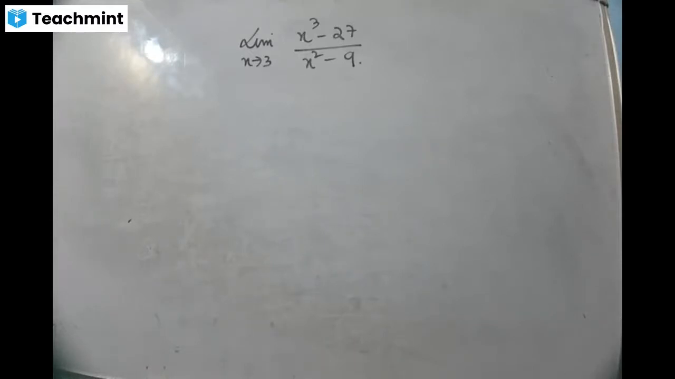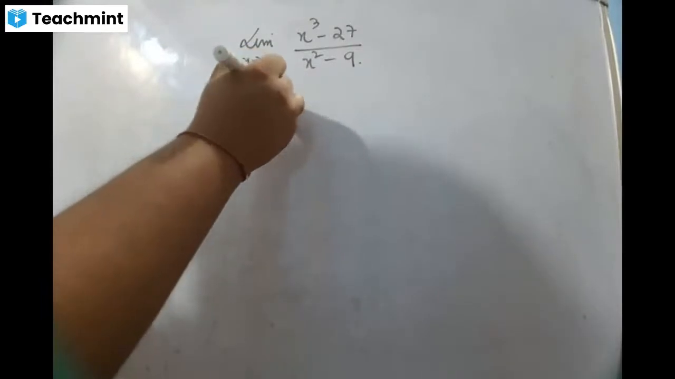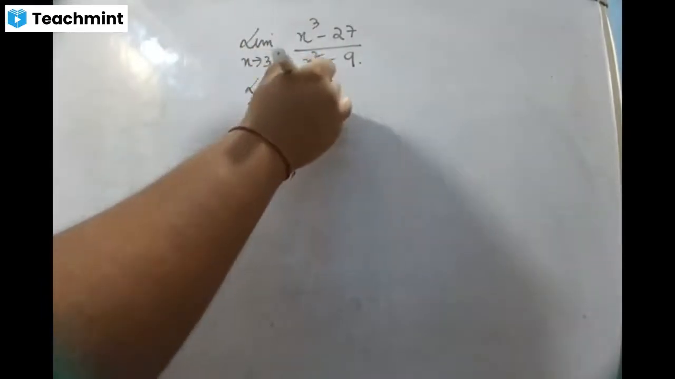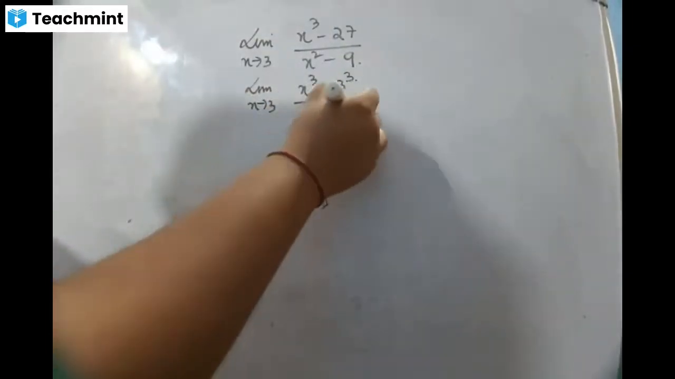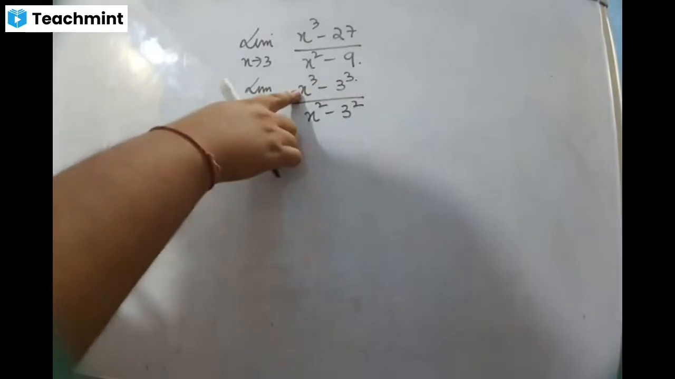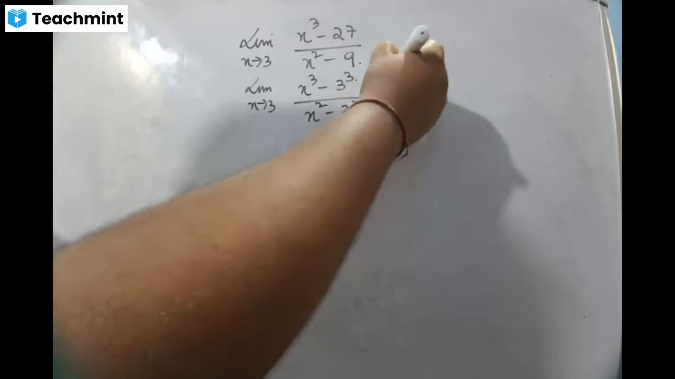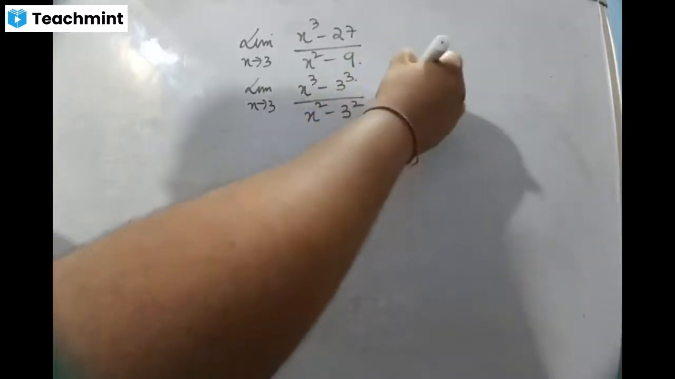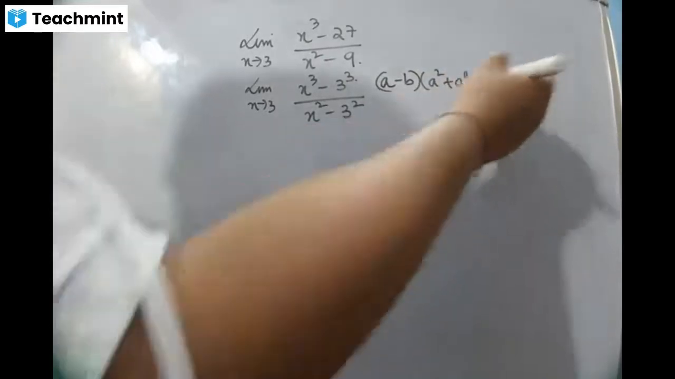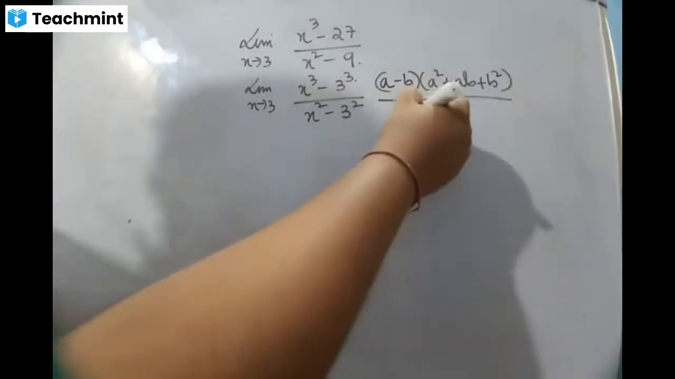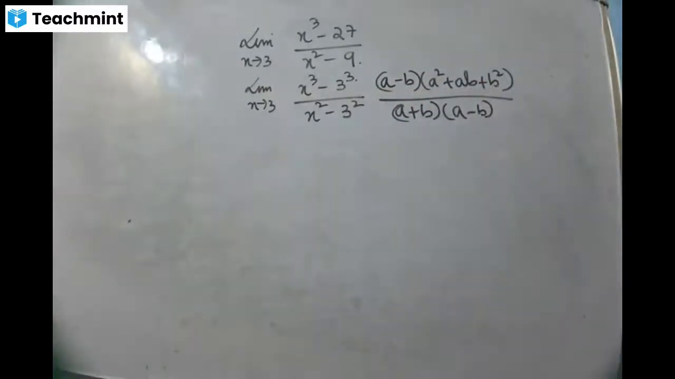So how do you remove 0 from the denominator? We need to factorize. So everyone, please pay attention. Limit x tends to 3. I can write 27 as 3 cube because 3 cube is 27, and I can write 9 as 3 square. So I'm going to use the cube formula and the square formula. Those who don't know, I'm writing the formula for you. a cube minus b cube is (a minus b)(a square plus ab plus b square), and a square minus b square is (a plus b)(a minus b).